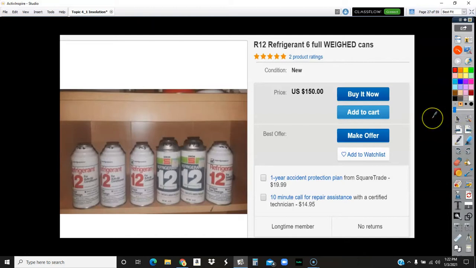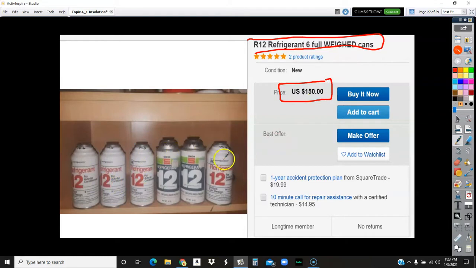This we looked up, I think it might have been last year. A student said, can you buy R12? Let's say you have an older car system. And I did. I went on eBay. If you go on eBay, you might search for R12 refrigerant, and you can see this person was selling 6 cans of R12 refrigerant for $150.